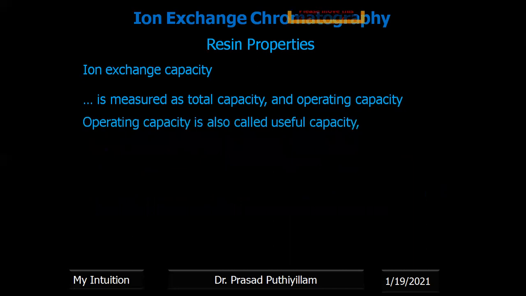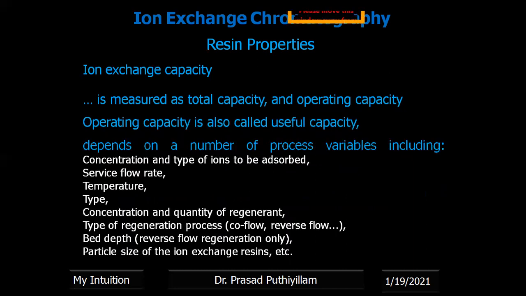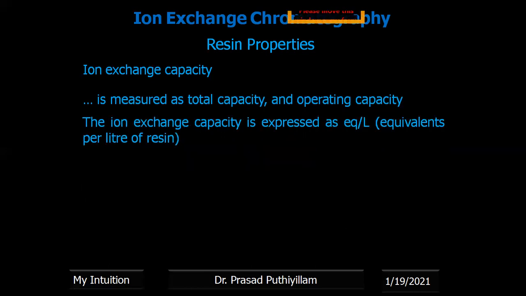Operating capacity is also called useful capacity, and it depends upon a number of process parameters, including the concentration and type of ions which are to be absorbed, the service flow rate, the temperature of the experimental condition, the type, concentration, quality and quantity of regenerant, the type of regeneration process, whether it may be co-flow or reverse flow, then bed depth, which is applicable only for reverse flow regeneration, and the particle size of the ion exchange resin. All are factors which depend upon operating capacity.